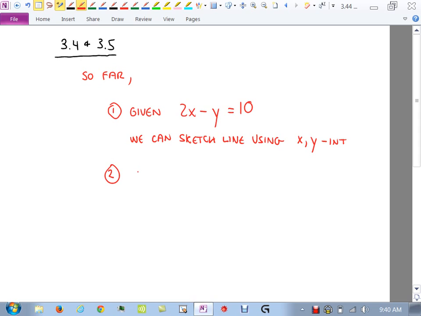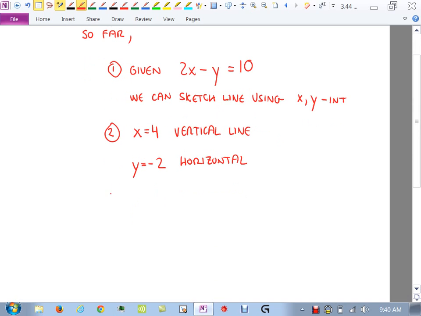We also know that x equals 4 is what type of line? If you just have x equals a number, that's a special type of line. What type of line is it? Vertical. Vertical line. If I have y equals -2, what type of line is that? Horizontal. Okay, that was the second thing we've talked about so far. The third thing we talked about was parallel and perpendicular. And then the fourth thing, we talked about the slope, which was m, right? And we had a formula for that. So that's where we are right now in terms of lines.